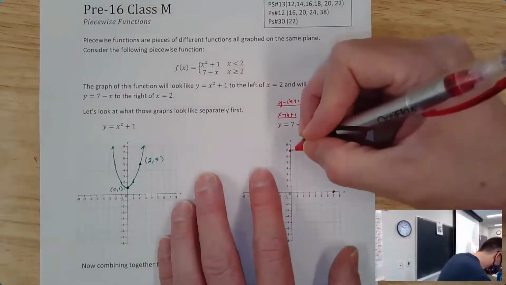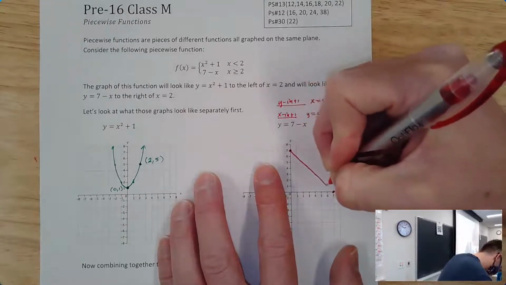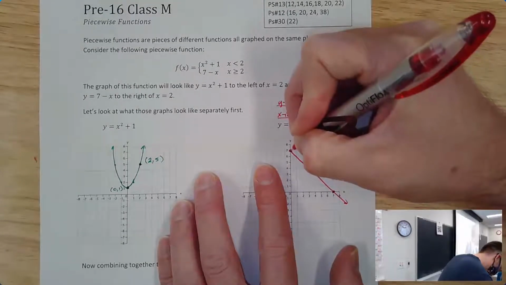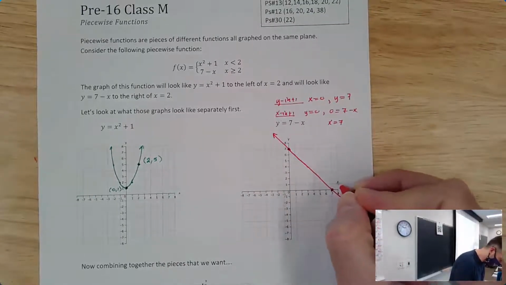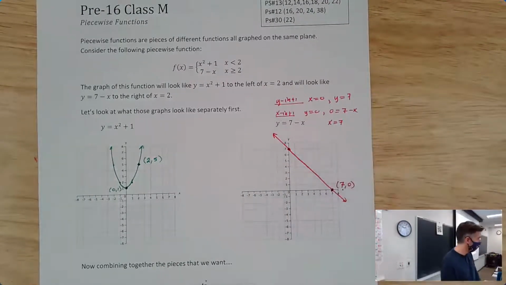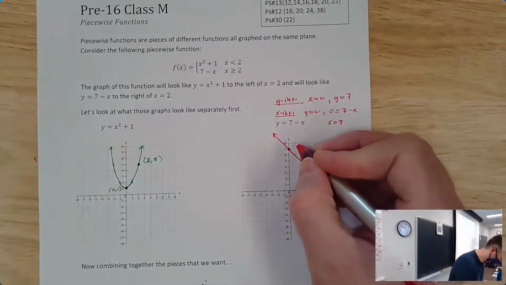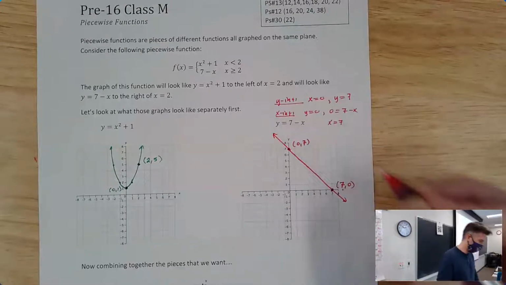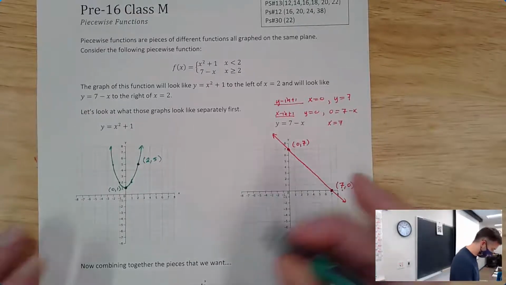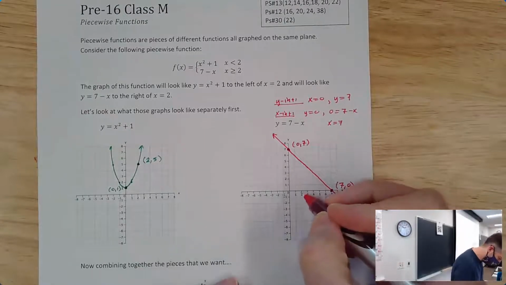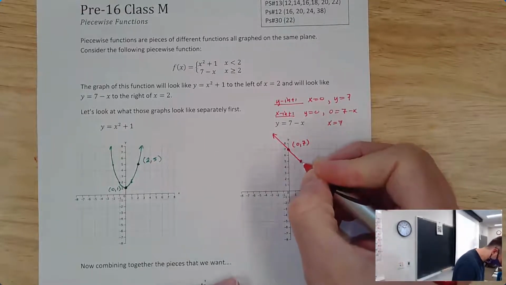I'll try and draw this so it doesn't look terrible. That's always the goal. And I will point out this point here is the point (7, 0), where x is 7 and y is 0. And this point here is (0, 7), where x is 0 and y is 7. Just be careful with the labels. I'm also going to point out that this graph at 2 has a value of 5. So I plug in 2, I get out 5.